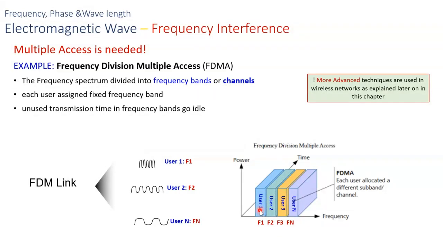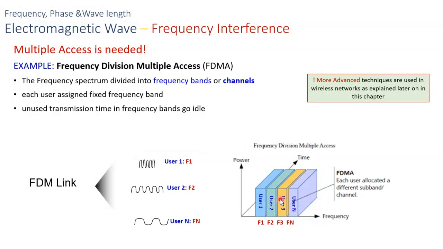User 1 is sending a signal at frequency F1. User 2 is sending at F2. User 3 is sending at F3. User N is sending at Fn. So each user is allocated a different channel band. Each user is assigned a fixed frequency band. Unused transmission time and frequency bands go idle.